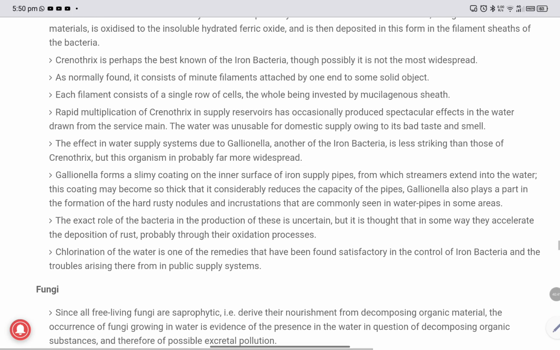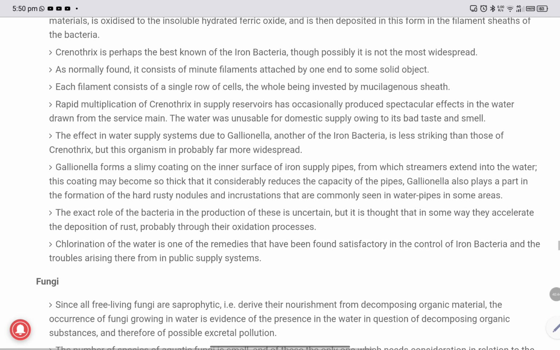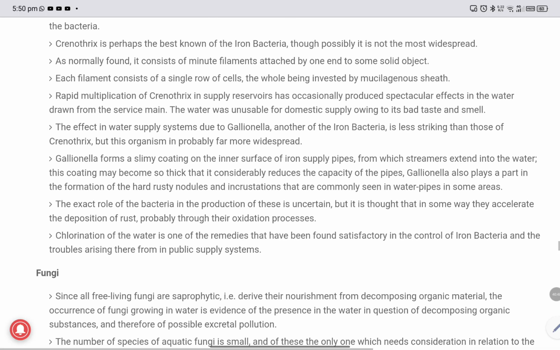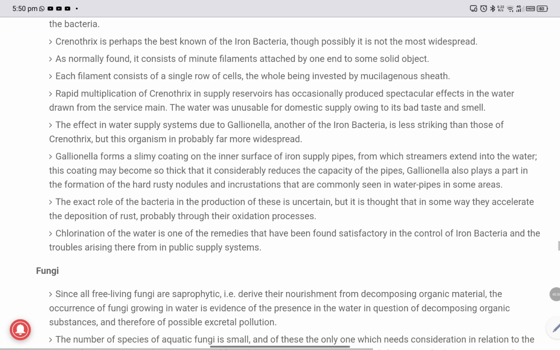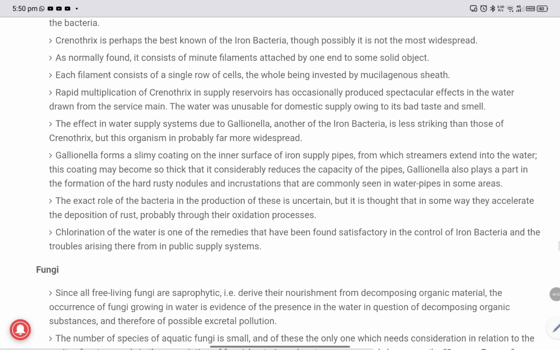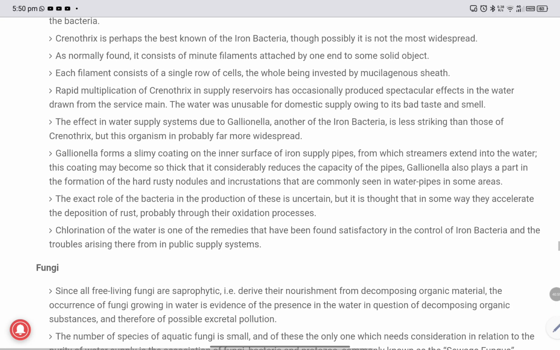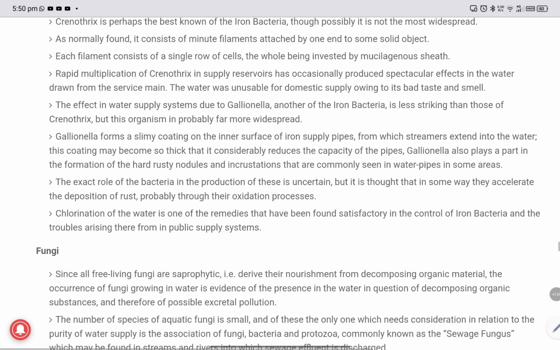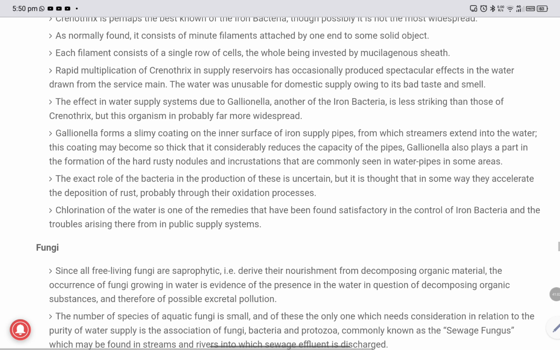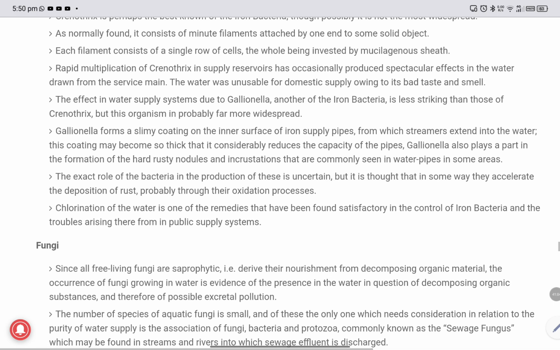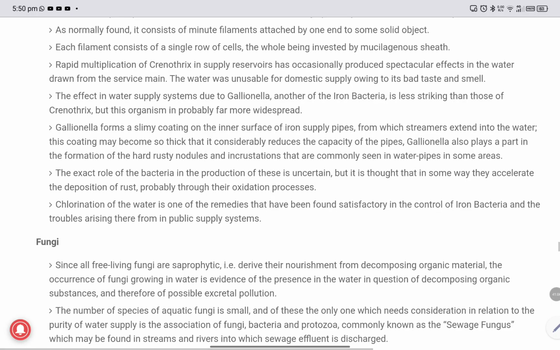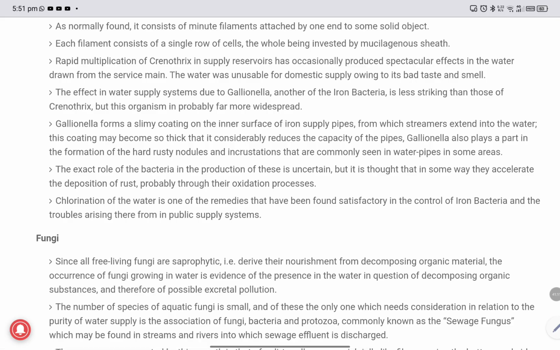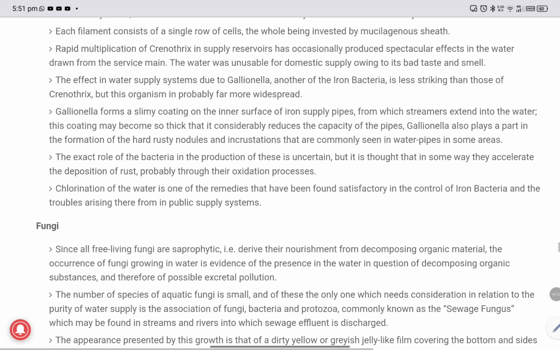As normally found, it consists of minute filaments attached by one end to some solid object. Each filament consists of a single row of cells, the whole being invested by a mucilaginous sheath. Rapid multiplication of Crenothrix in supply reservoirs has occasionally produced spectacular effects in the water drawn from the reservoirs. The water was unusable for domestic supply owing to its bad taste and smell.